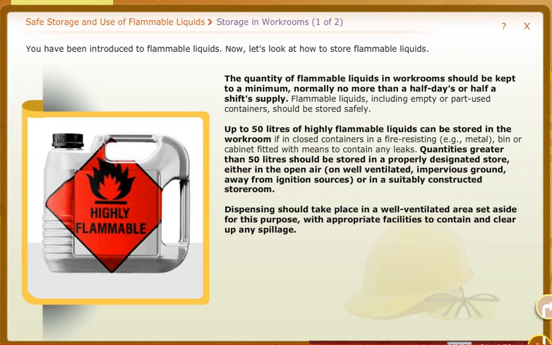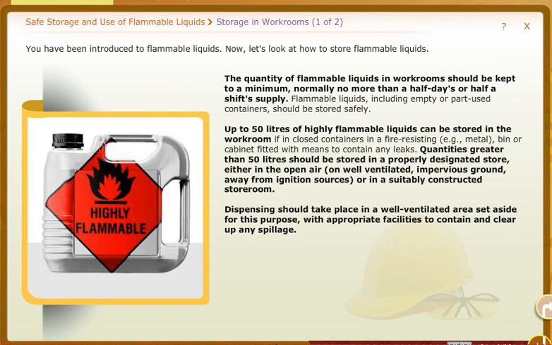You have been introduced to flammable liquids. Now, let's look at how to store flammable liquids. The quantity of flammable liquids in workrooms should be kept to a minimum, normally no more than a half day's or half a shift's supply. Flammable liquids, including empty or part-used containers, should be stored safely.